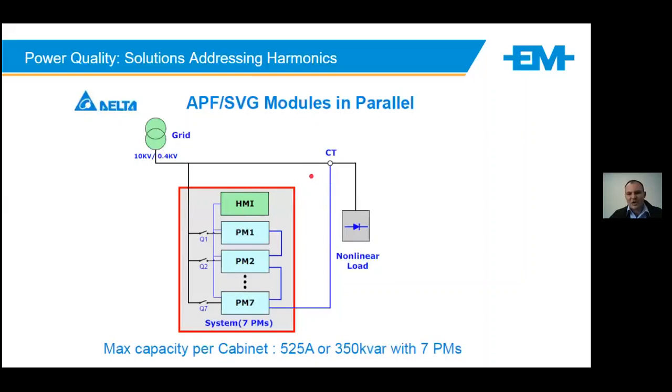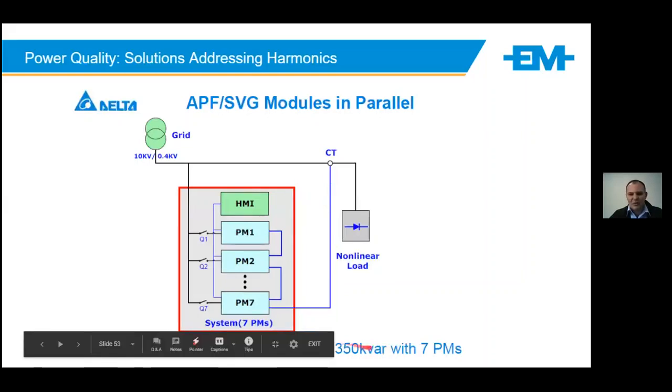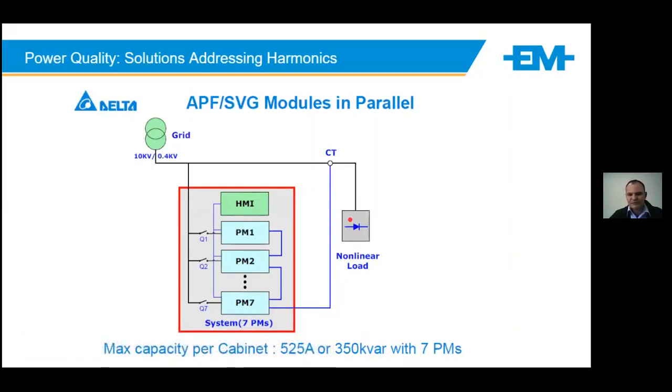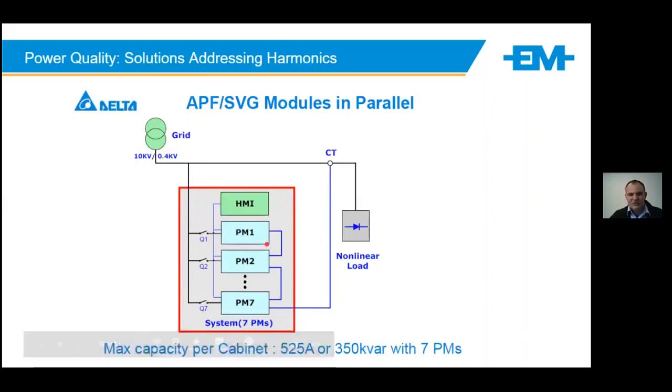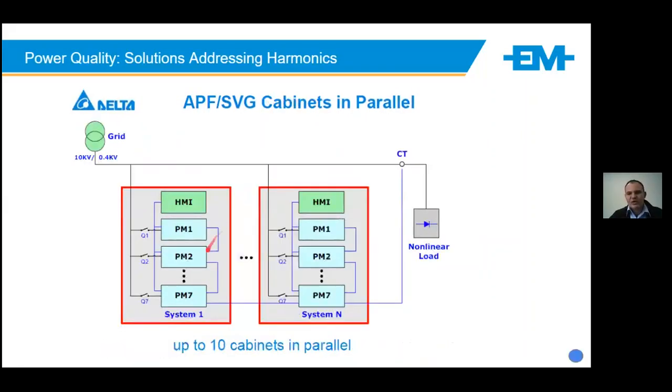These systems are connected in parallel. So we've got this cabinet fully loaded with 7 units. The maximum cabinet would be 525 amps on 7 modules. You can parallel up to 10 cabinets. Okay, so the more mitigation you would need, the more you could parallel up.